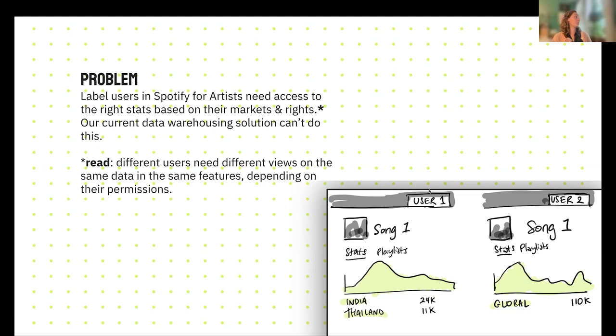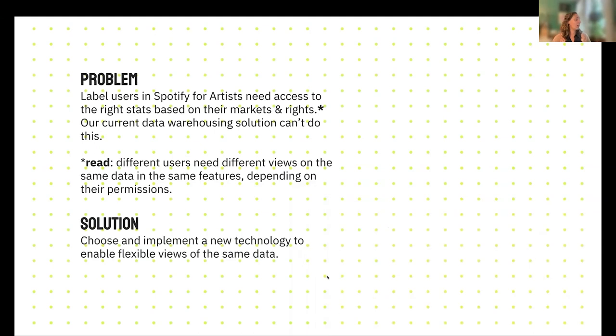The big crunch was that our data warehousing solution couldn't do it. So is that a technical problem? Yes and no. It's a product problem. Because if you solve this just as a technical problem, you might introduce the ability for two different users, as in this illustration here, to take a look at one song and see two slightly different views of the same data. But you would have missed an opportunity to ask, what's the real problem here? What's the real need?